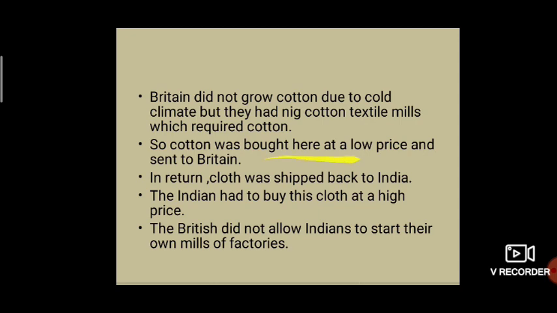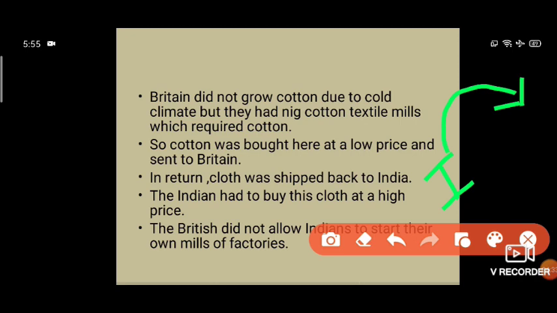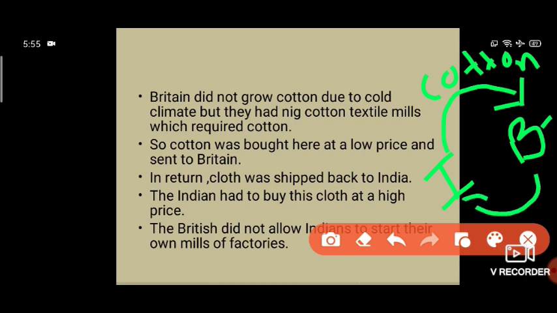So the cotton was brought here at a low price and then sent to Britain. In return, cloth was shipped back to India. Now what are they doing? They are taking cotton from India as a raw material at a low price and sending it to Britain. Then they make cloth in their textile mills. After making cloth, they ship it back to India. Now see the process. Raw material cotton is going from India to Britain, right? Then they make cloth there.